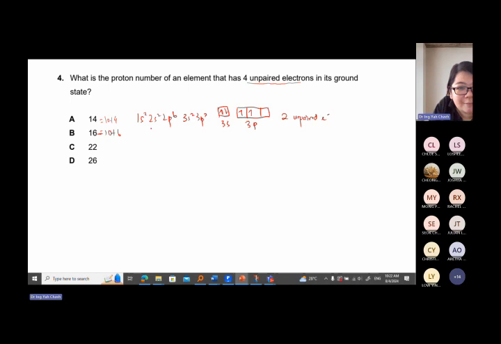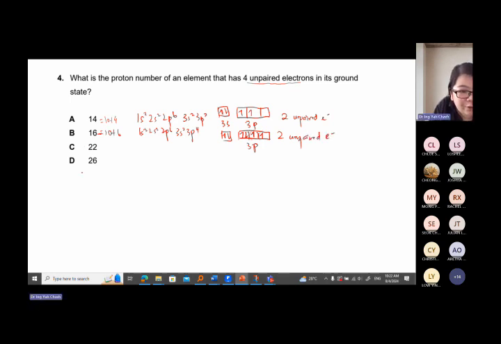Now let's look at 16. 10 plus 6. 1s2, 2s2, 2p6 again. 3s2, 3p4. Here 10, so 6 more here. Again, in the 3s orbital, paired electrons. In the 3p orbitals, I need to put 4, right? 1, 2, 3, 4. So again, only 2 unpaired electrons.